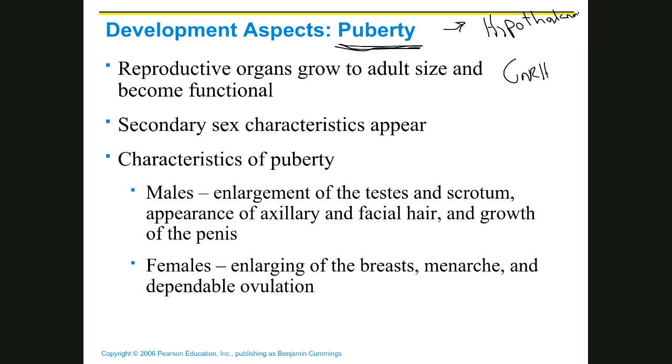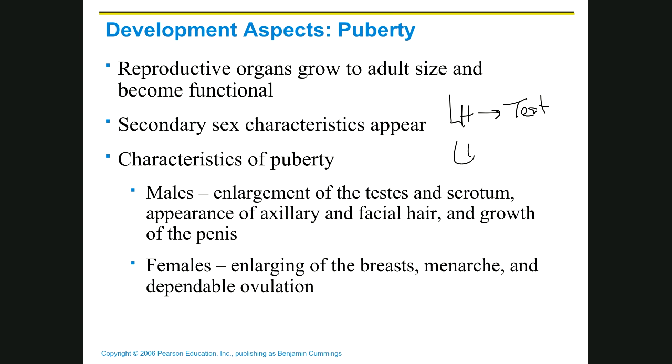It's going to be different than in females, but they're both going to go to the anterior pituitary. We're going to get the release of FSH and LH. And what's going to happen is we're going to begin to go through puberty. LH in the male is going to cause testosterone to be produced, but LH in the female is going to cause estrogen to be produced. And it's these hormones that are going to cause these characteristics of puberty.